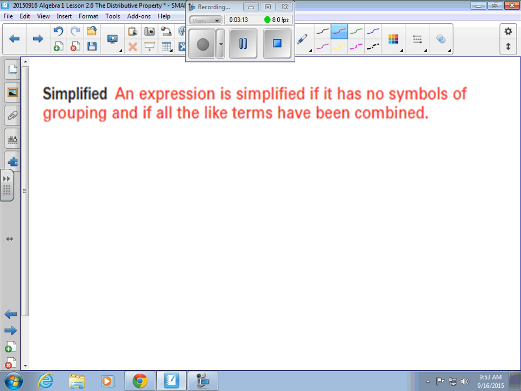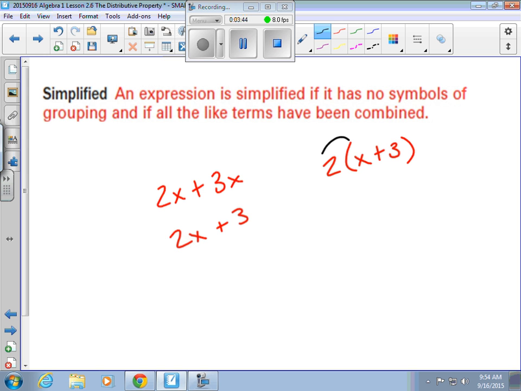No variable. When something is simplified, it no longer has grouping symbols, and all like terms have been combined. 2x plus 3x is not simplified because you have like terms. You can put those two together and get 5x. 2x plus 3 is simplified because you cannot combine those. Also, if it has a set of parentheses, like 2 times x plus 3, that is not considered simplified. You need to do the distributive property in order to simplify it. Now it's simplified. No grouping symbols, no like terms.